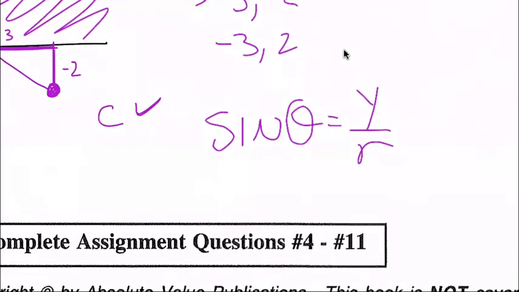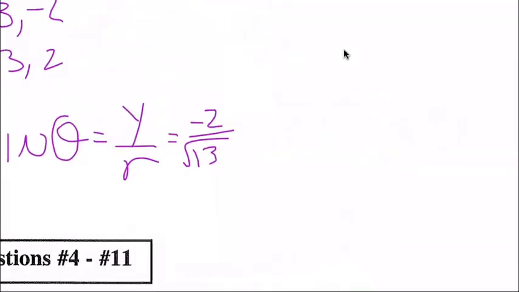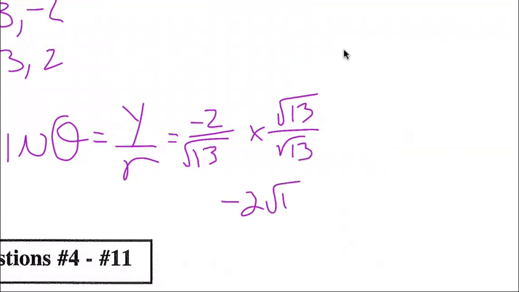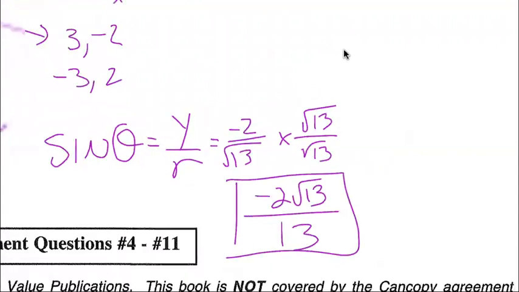So filling in our y, which is -2, and r, square root 13, I now have to rationalize. Times by root 13 over root 13. This gives me -2 root 13 all over 13. There's your sine value.